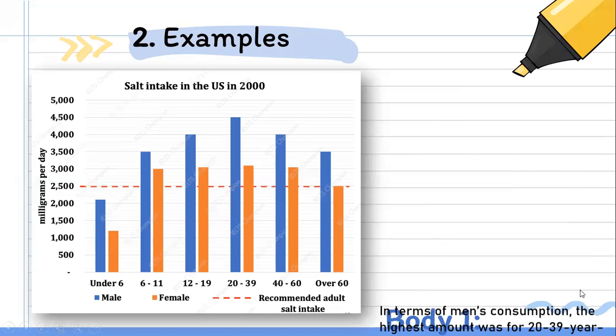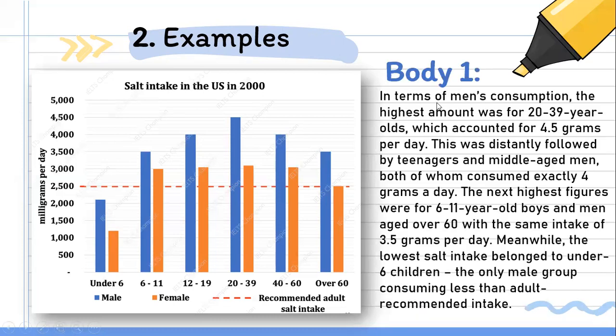So for body one, in terms of men's consumption, it is about the blue lines here. The highest amount was for 20 to 39-year-olds, which accounted for 4.5 grams per day, distantly followed by teenagers and middle-aged men, both of whom consumed exactly 4 grams a day.